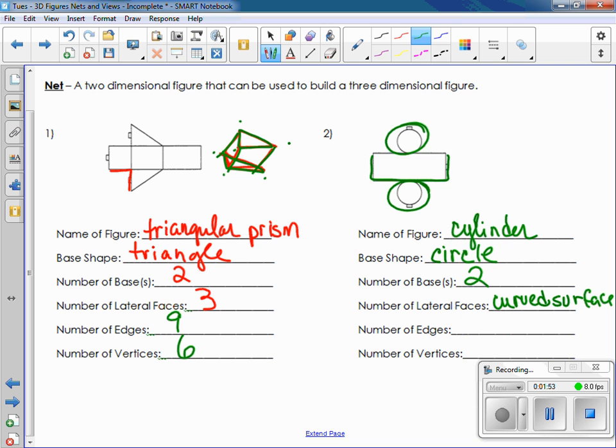Yes, when it folds out, it looks like a rectangle like we talked about yesterday. But it's really, when you put it together, it's curved, so we don't necessarily call it a face. There are no edges, and there are no vertices.